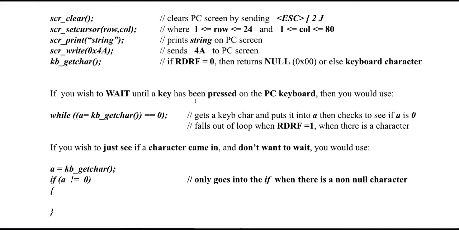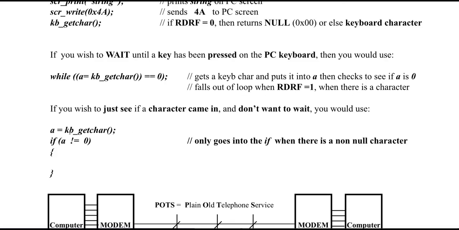If you wish to wait until a key has been pressed on the PC keyboard, you would say get a character from the keyboard, put it in A, and if it's equal to 0, stay there. Or if you want, you can say get a character from the keyboard. If it's not 0, then do something and just continue on. So you can either sit in a loop or you can just quickly check and then go on.